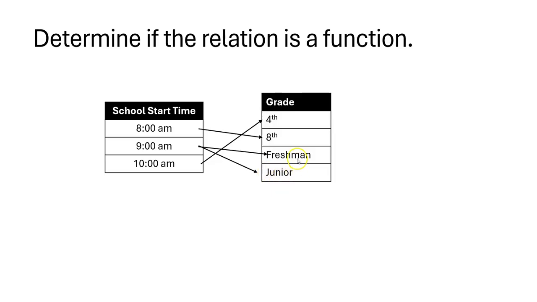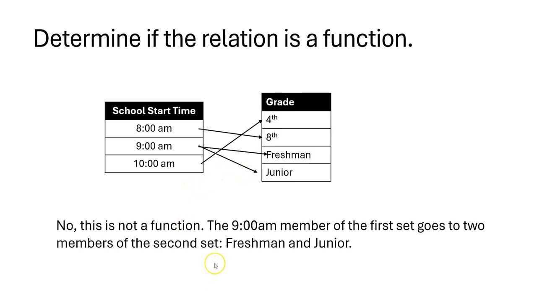So the domain piece of 9 a.m. goes to 2 different pieces in the range. Right there, we know this is not a function. Because remember, in a function, each member of the domain can go to only one member of the range, where here the 9 a.m. piece goes to 2 members of the second set. So it is not a function.